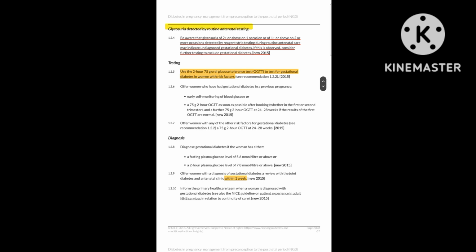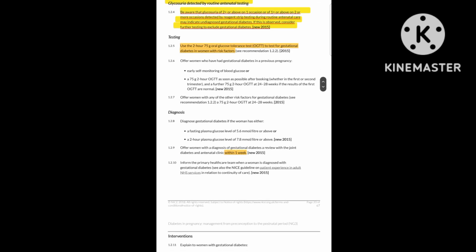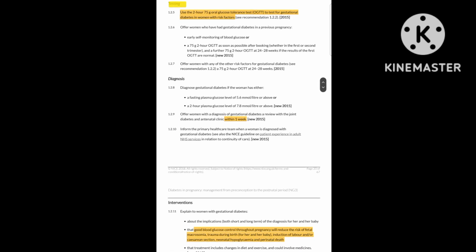Glycosuria detected by routine antenatal testing. Be aware that glycosuria of 2 plus or above on one occasion, or of 1 plus or above on 2 or more occasions, detected by reagent strip testing during routine antenatal care may indicate gestational diabetes. If this is observed, consider further testing to exclude gestational diabetes.